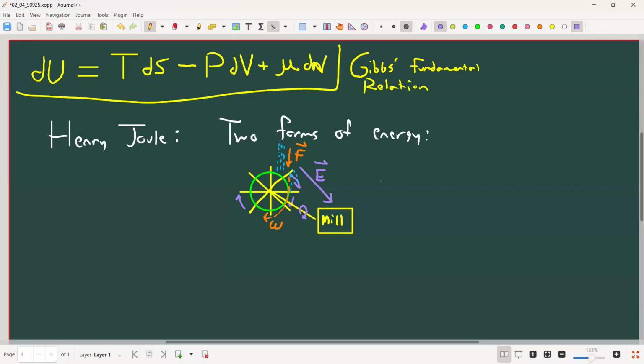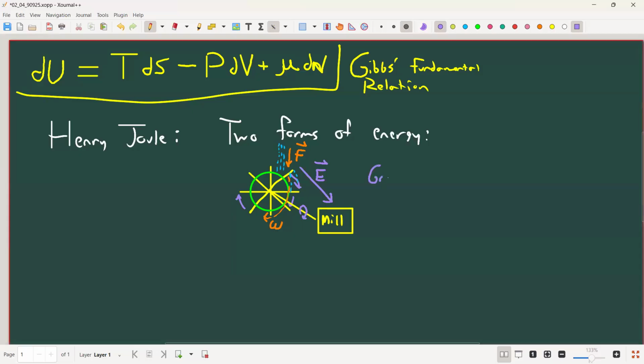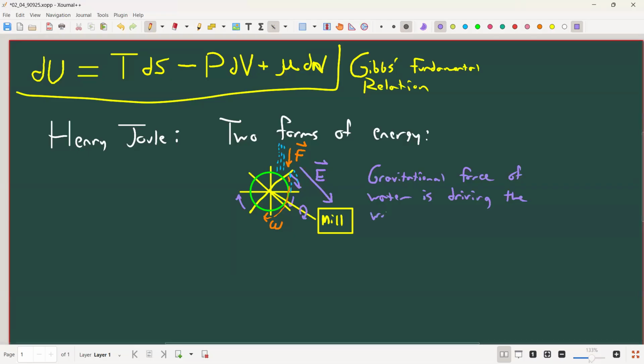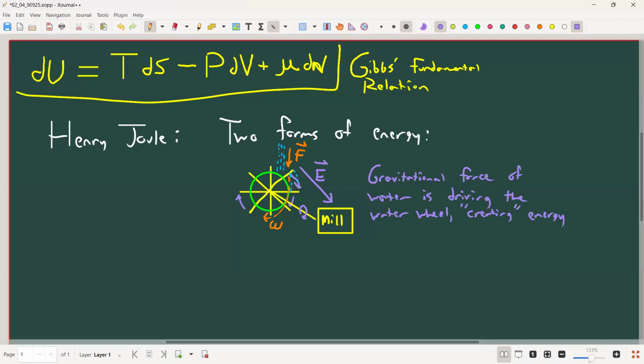So what we would say is that the gravitational force of water is driving the water wheel, creating energy. Of course, it's not really creating energy, but rather you're converting gravitational potential energy of the water into mechanical energy. Right? This is mechanical.